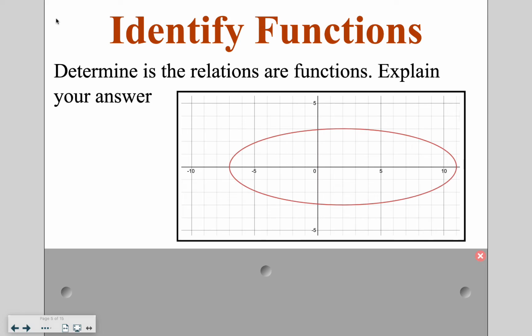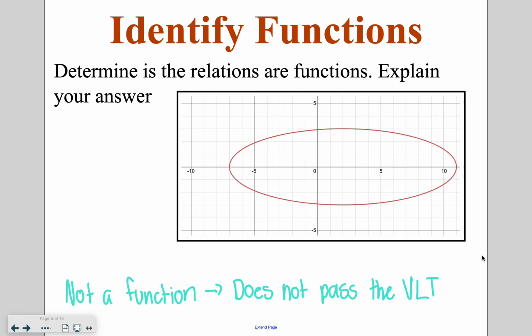Go ahead and try this one on your own. This one is not a function because it does not pass the vertical line test. All of these lines in the middle of this oval are hit twice by the graph, so that means it is not a function.